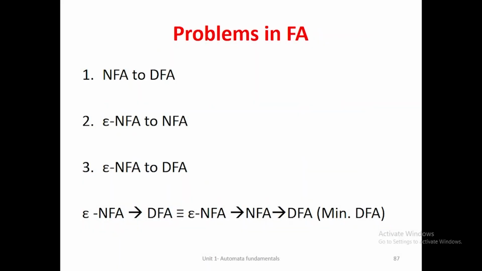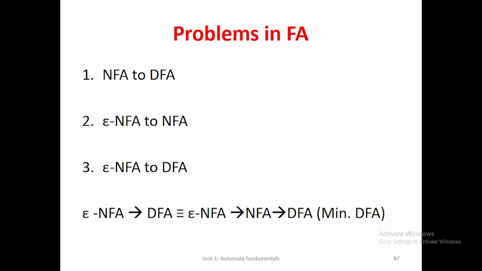Welcome to TOC class. In this session we discuss the problems in finite automata. First, we already know the difference between a deterministic finite automata and a non-deterministic finite automata. The easy way of construction of finite automata is the NFA, but we need to implement a DFA in a systematic manner. So there is a need for conversion of NFA to DFA.